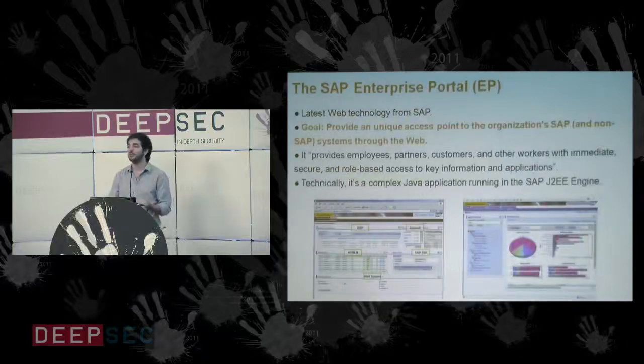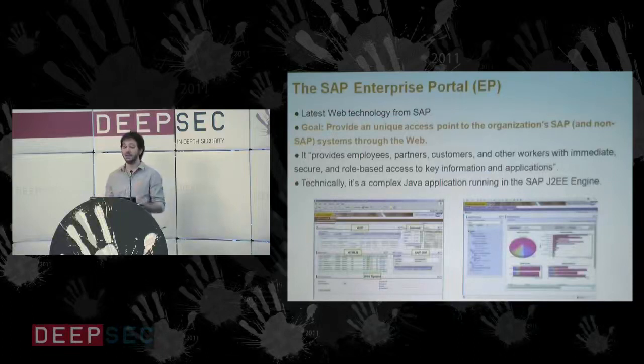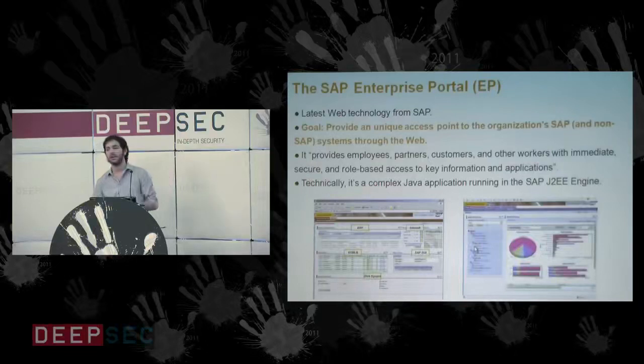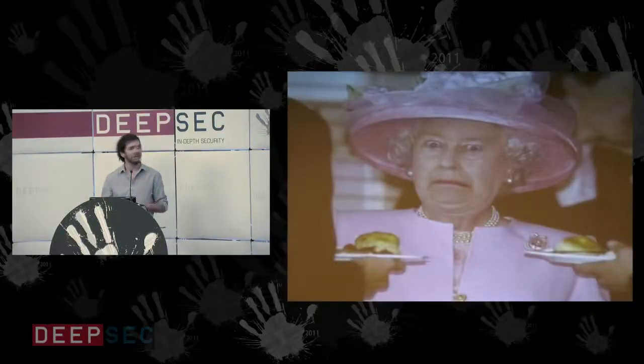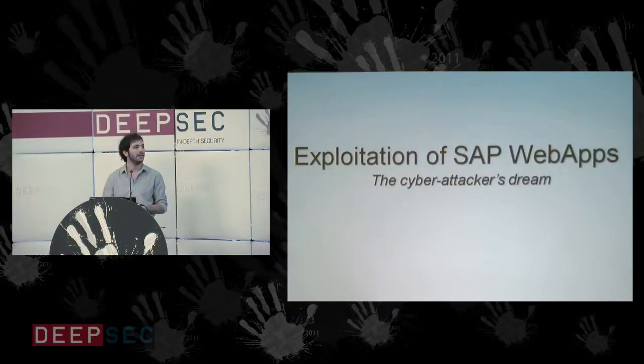And finally, you have the Enterprise Portal. Enterprise Portal is the latest web technology from SAP. The idea is that it provides a unique access point to the organization's SAP, and even non-SAP systems, through the web. So here you can see some examples of how it looks. Technically, it's a very complex Java application running on a SAP J2EE engine. And it's basically the latest thing that you can find from SAP regarding web access. So ITS, ICM, Enterprise Portal: for customers, sometimes it's a bit difficult to choose what to use, and you may find many of them running at the same time.